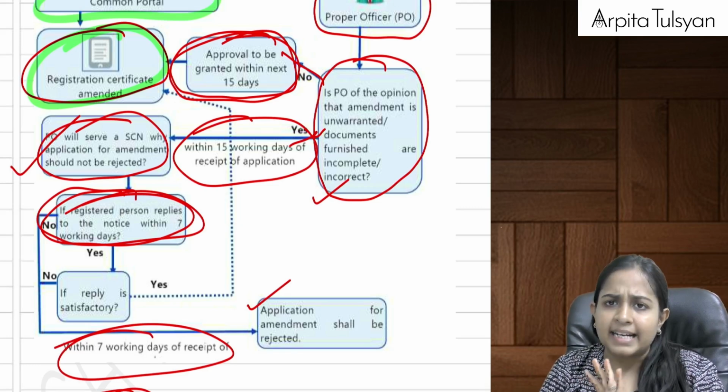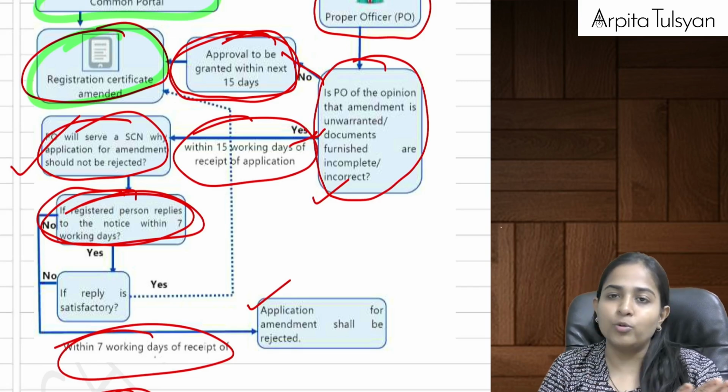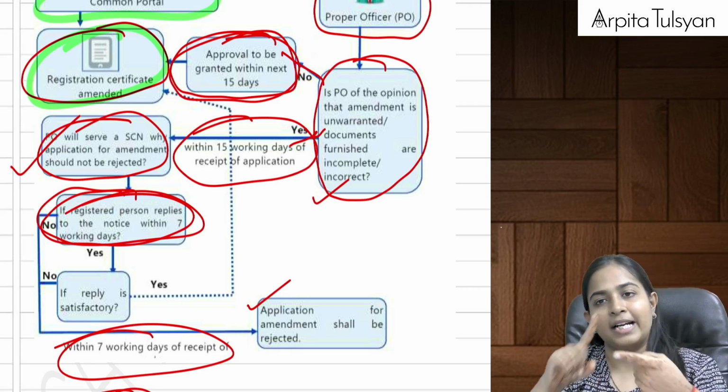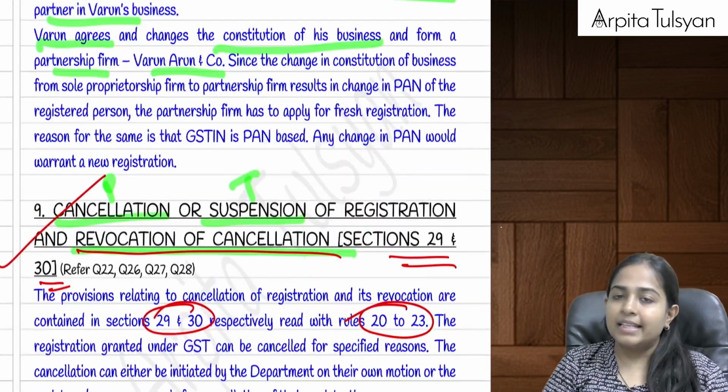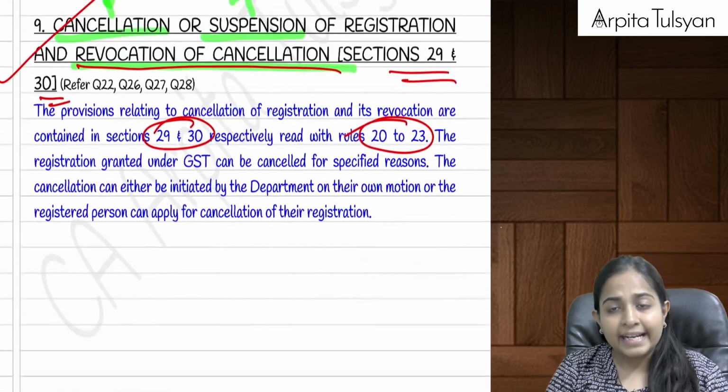If the proper officer is satisfied, well and good. Okay, it will do the registration certificate amendment. If it is not satisfied, then my amendment application will be rejected. Are you clear with this? This was all about your section number 28.